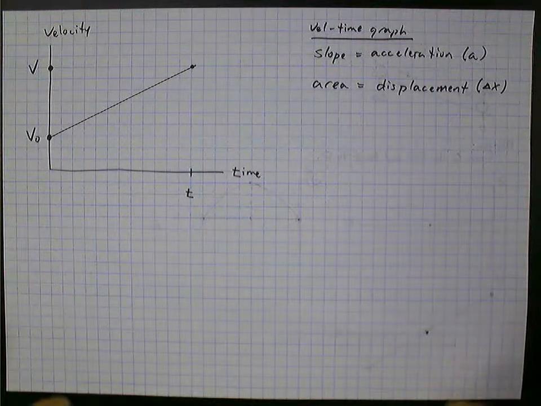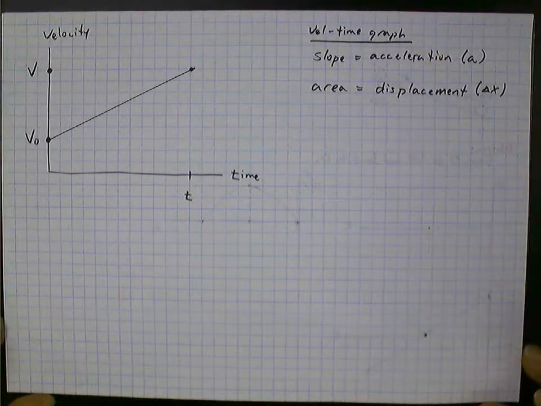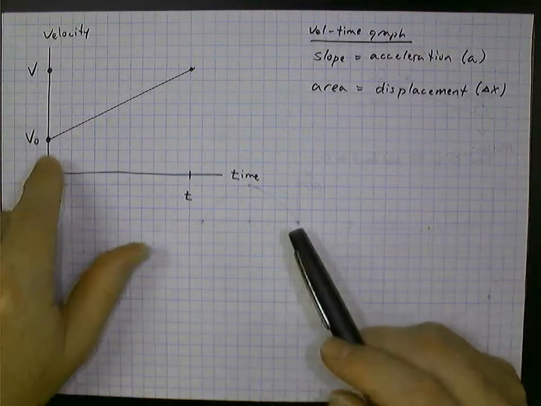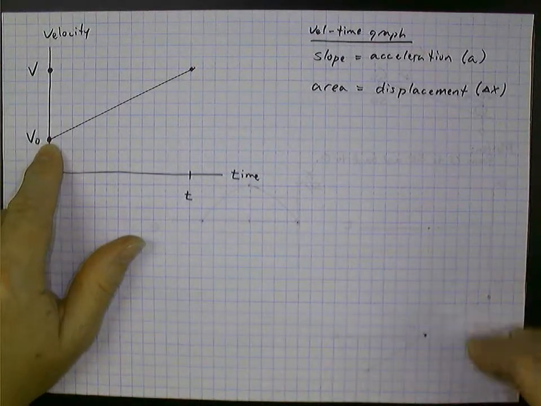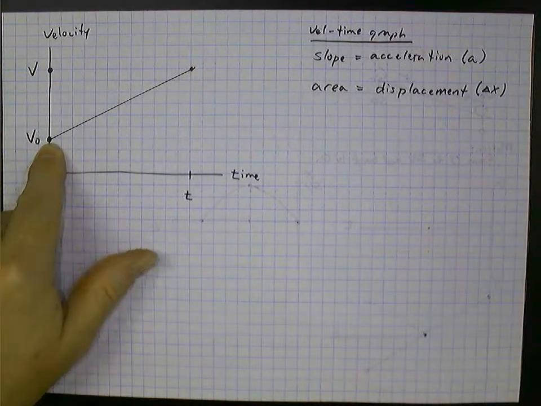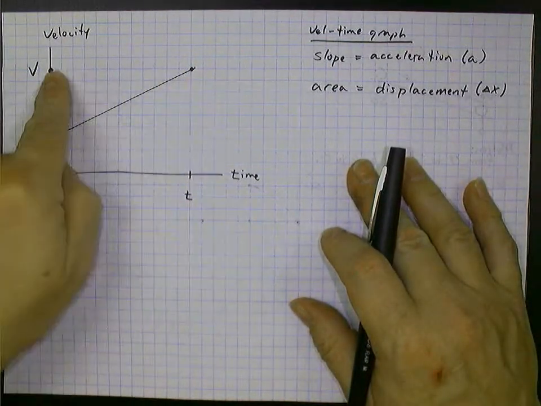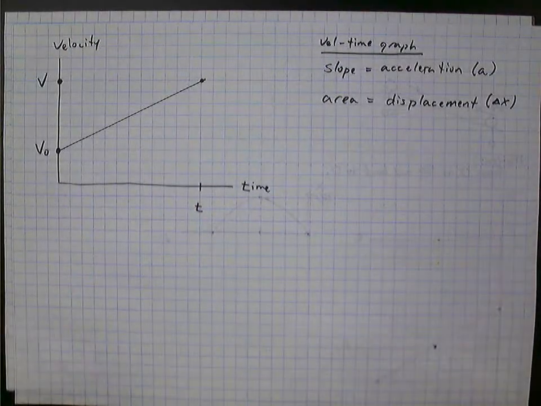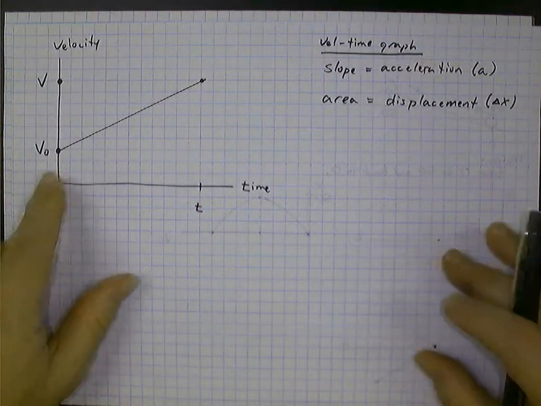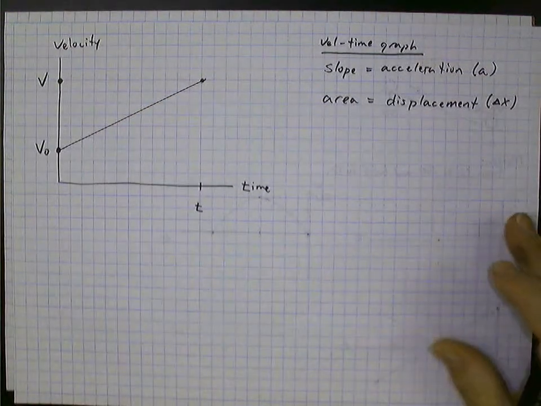I have drawn here a very basic, generic sort of velocity time graph. The graph shows the motion of some object that is already traveling at some initial velocity and then accelerates for a certain length of time to some final velocity. An example would be you're driving down the road in your car at 30 miles an hour and you accelerate to get on the freeway to 75 miles an hour, perhaps.